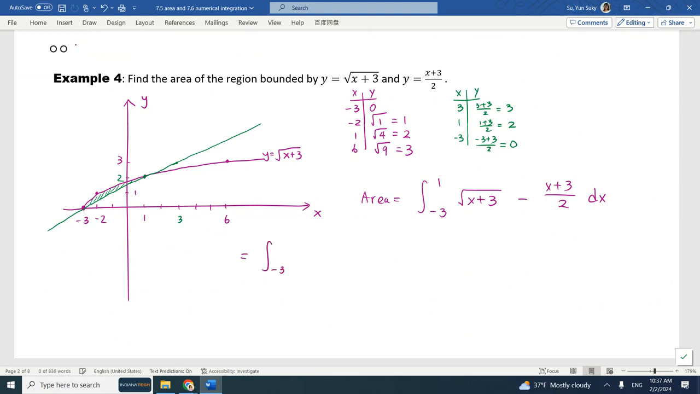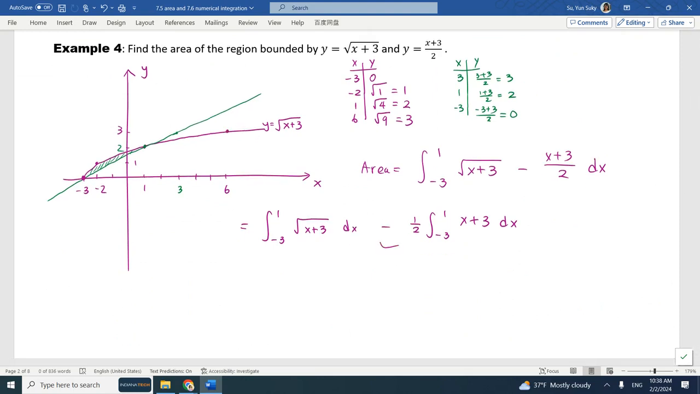Okay, so we have the integral from -3 to 1 of the square root of x plus 3 dx, and minus, can I put the 1/2 in front? Then I have x plus 3 dx. So I separate the integral, and for the second one I put the 1/2 in front of it. Is that okay, everybody? We take care of that later. Let's figure out this part.